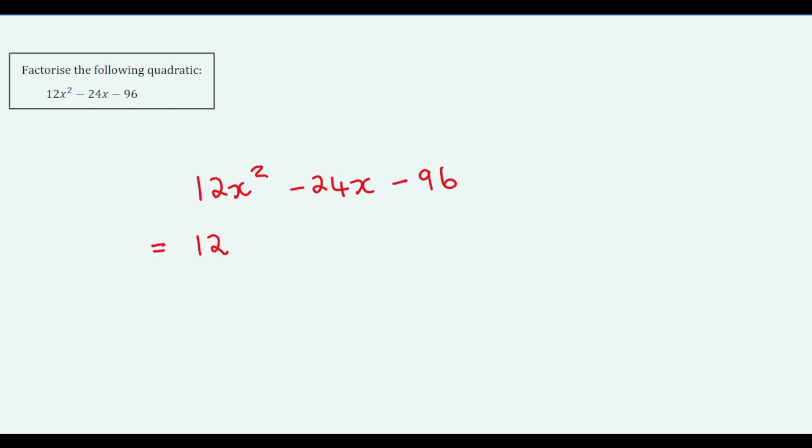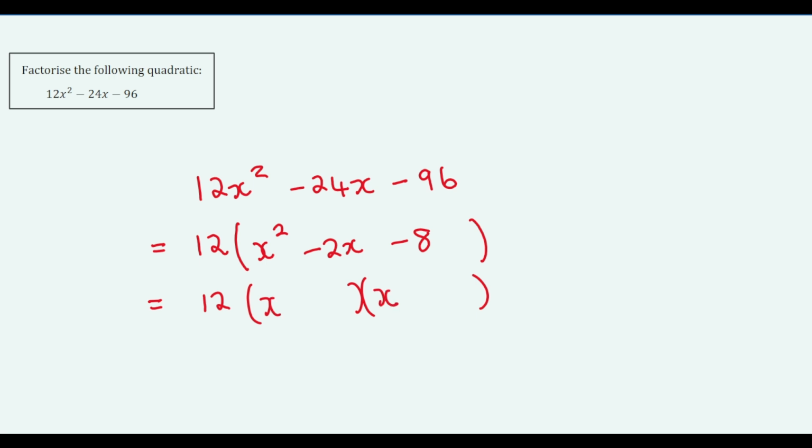If I take out a 12, I'll have 12 on the outside, then I'll have x squared minus 2x, then minus 8. Minus 96 divided by 12 is negative 8. Now it looks like the type of quadratic expression we had in the previous video. I can just write x and x.